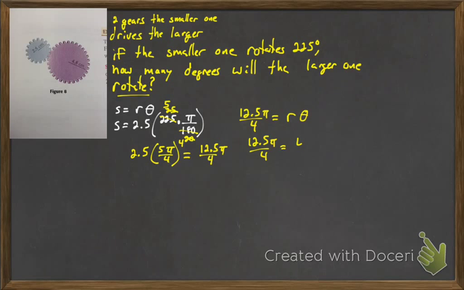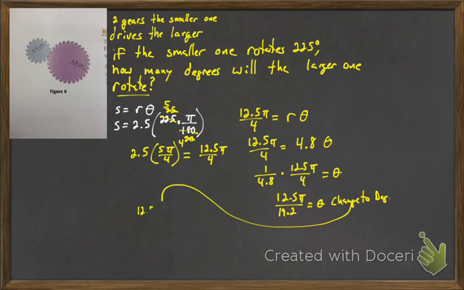So on the bigger gear, we have the arc length of 12.5 pi over 4 equals R theta. R on the bigger gear is 4.8. Multiply both sides by the reciprocal of 4.8 so that we get the theta all by itself. So we get 12.5 pi over 19.2. That's the angle. So let's go ahead and change that to degrees.